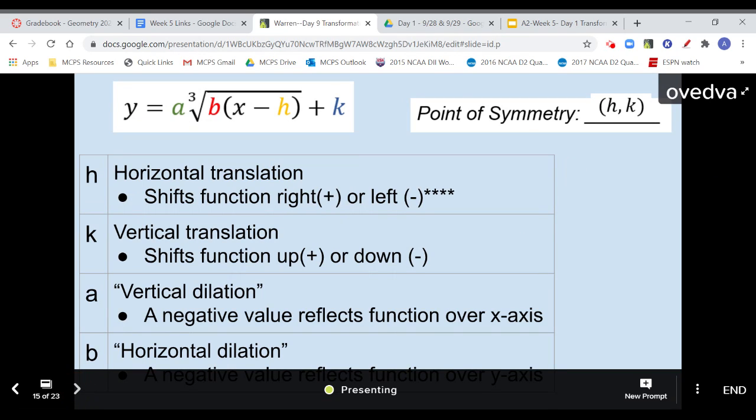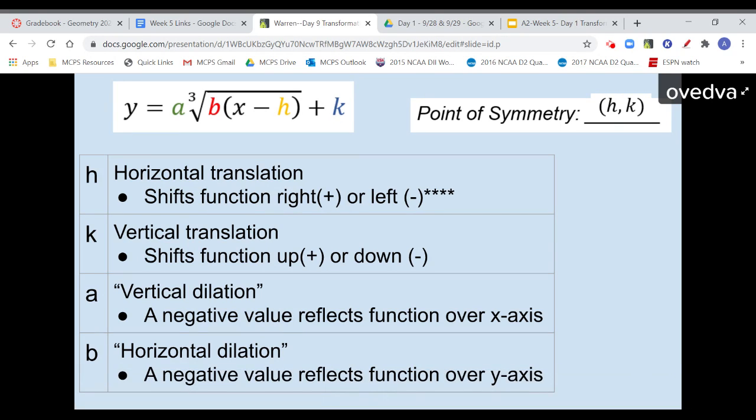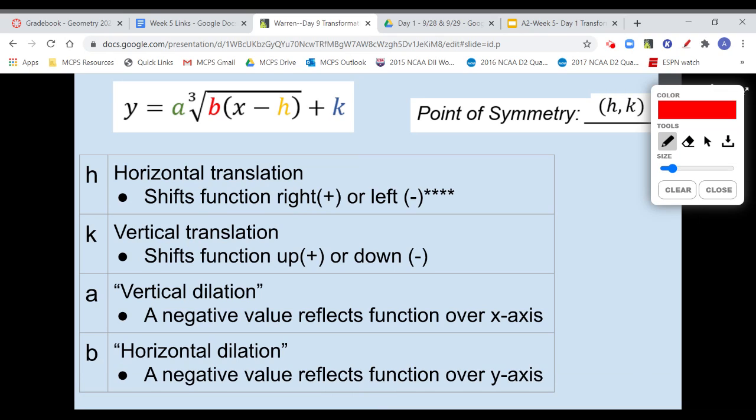But again, this is the same chart I showed y'all earlier. Okay, the only difference is now I've put this cube root up here, right? I put the little 3 there to show you that we have the same exact standard form. And note, again, the point of symmetry, it's HK, just like the endpoint was in a square root function.